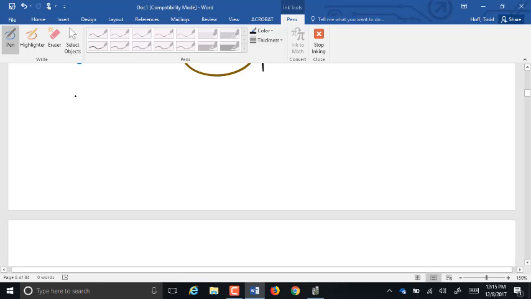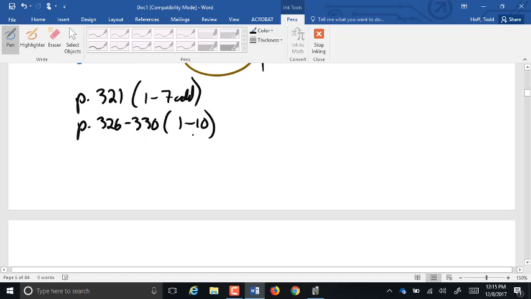There are a whole bunch of pages here I'm going to write down. It is homework on statistics. Page 321, 1 through 7, the odds. Just looking at general questions about statistics. 326 through 330, 1 through 10, is looking at graphs. 339 through 340, 1 through 9, the odd, is also looking at representations of data.